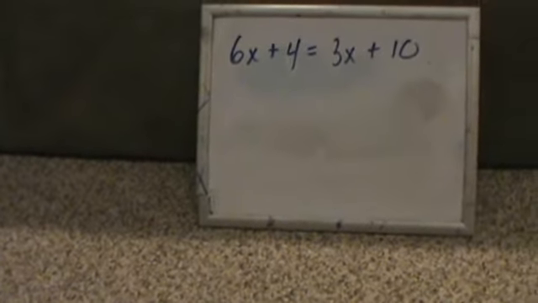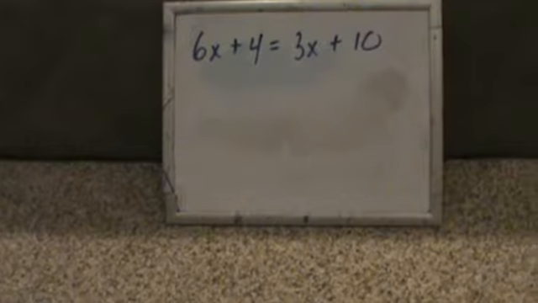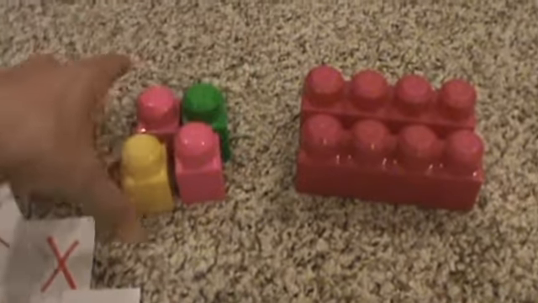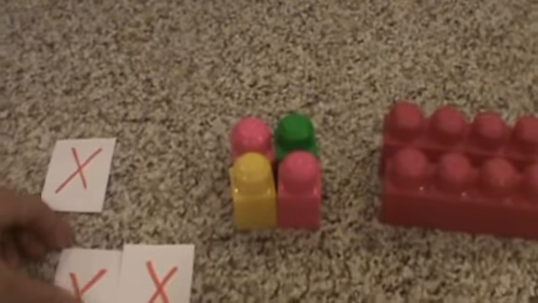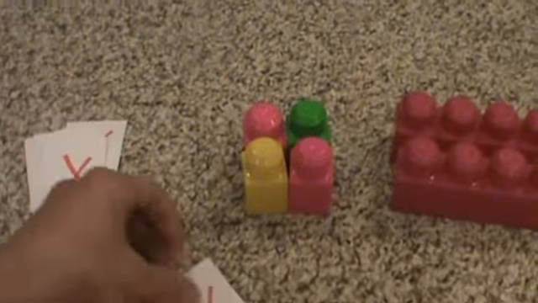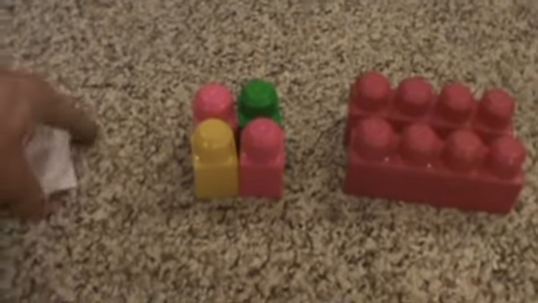So I'm going to organize this equation that you see on the board. We're going to have 6x, and then plus 4 equals 3x plus 10. Over here, we're going to set up our 4 individual pieces to help show our constant. So we have our 4, and then we're going to do our 6x. So we got 1, 2, 3, 4, 5, and 6.